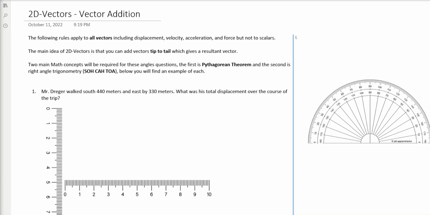Hello and welcome to my video on 2D vectors, and we're talking specifically about vector addition. Okay, so let's take a look at vector addition.